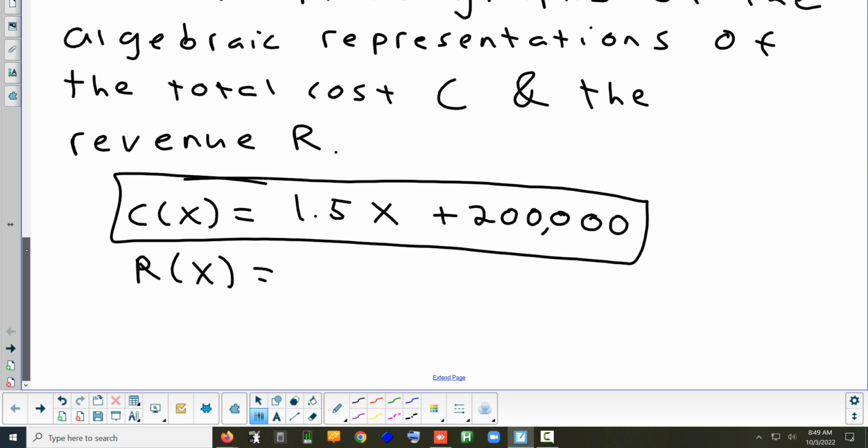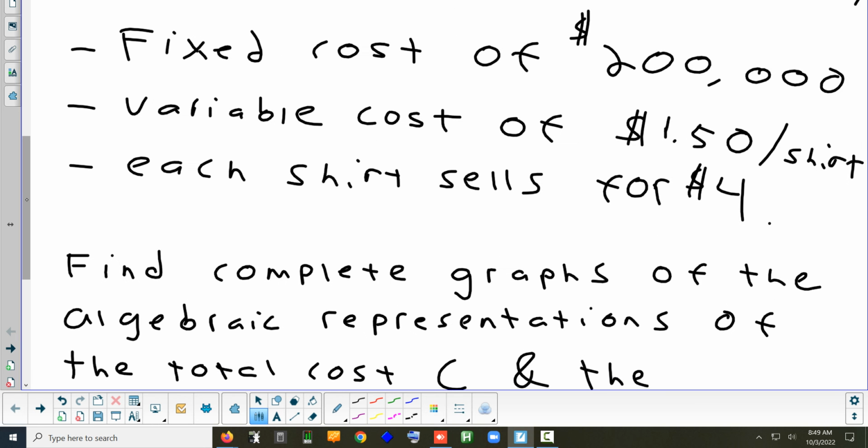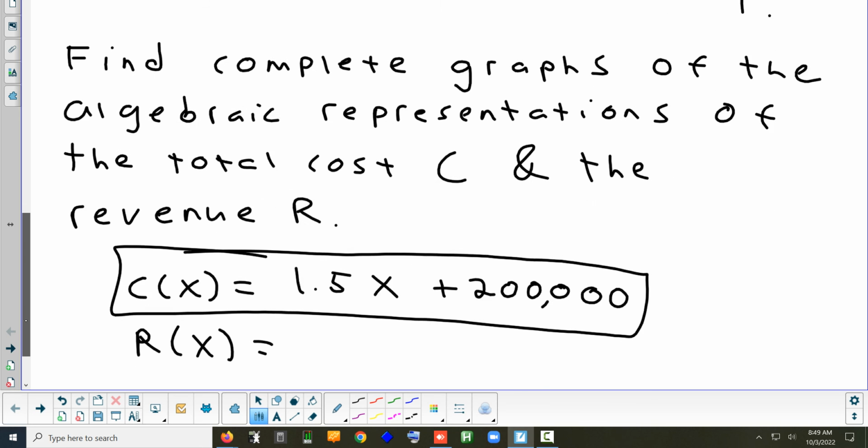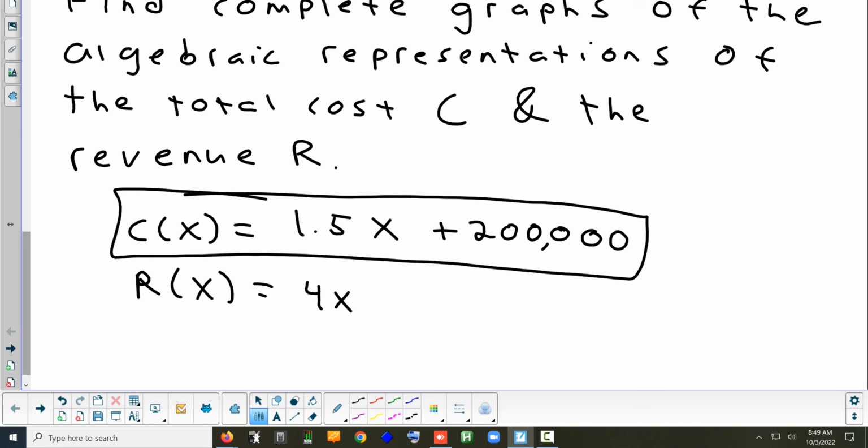And revenue. Okay, so revenue is basically what the company takes in for every shirt they sell. So what do they sell each shirt for? 4, and we're going to be selling how many of them? X. I'm not saying that all the money they take in is profit. I'm just saying that's the revenue. 4x. Okay. And they want us to graph.